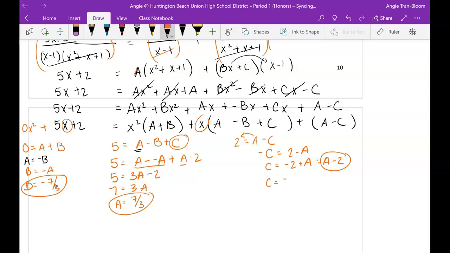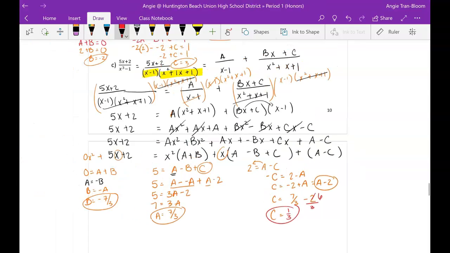c is negative 7, positive 7 over 3 minus 2. Common denominator tells me I would need to make this into a 3, so that's a 6. So 1/3. C is 1/3. Voila! Okay, so now I have a, b, and c.